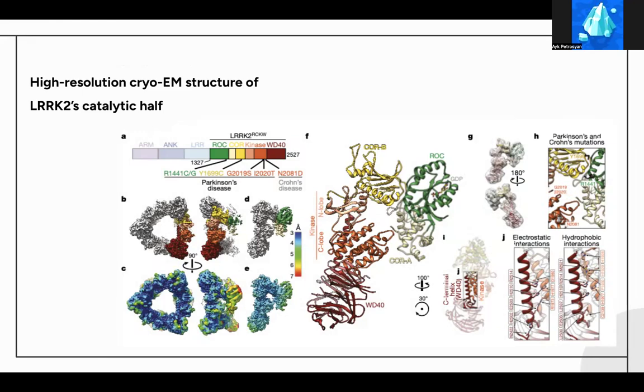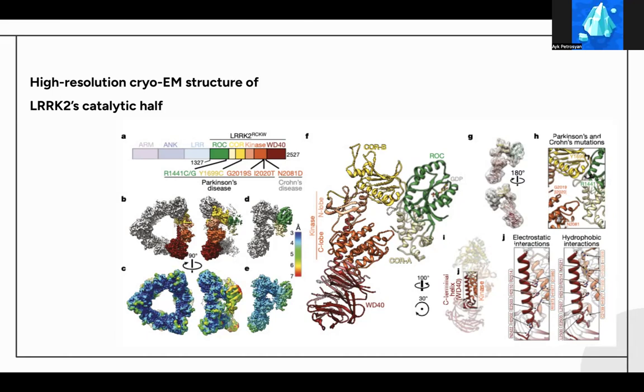So the construct of LRRK2 RCKW encompasses residues, as we mentioned before, 1327 to 2527, and includes the ROC, COR, kinase, and WD40 domains. The cryo-EM structure was determined at 3.5 angstrom resolution using a trimer configuration of LRRK2 RCKW formed on cryo-EM grids. Although this trimeric state likely results from sample preparation rather than physiological assembly, it enabled high-resolution visualization of domain architecture.